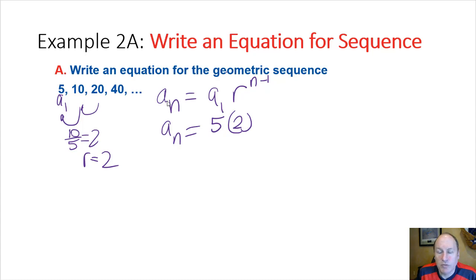So we're going to replace r in the formula with 2, and it's to the n minus 1 power. And indeed, that's the formula: a sub n equals 5 times 2 to the n minus 1.